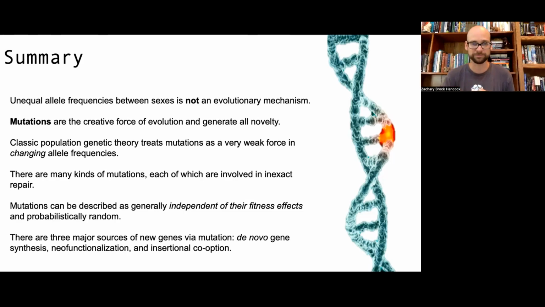Lastly, we talked through three major sources of new genes and how they can emerge via mutation. We went through an example of de novo gene synthesis, brand new genes emerging from intergenic regions with no precursors. We talked about neofunctionalization, where you have new genes that emerged from a precursor, but subsequent mutation changes it and allows it to acquire a novel function. And then finally, insertional co-option, where you have an mRNA transcript or even a transposon that gets inserted into a new region and then slowly acquires a novel function.